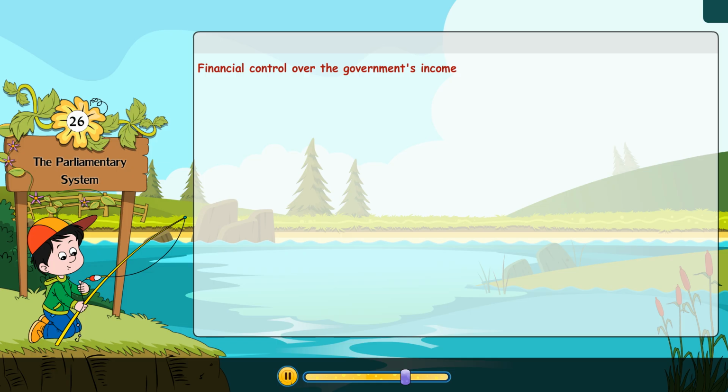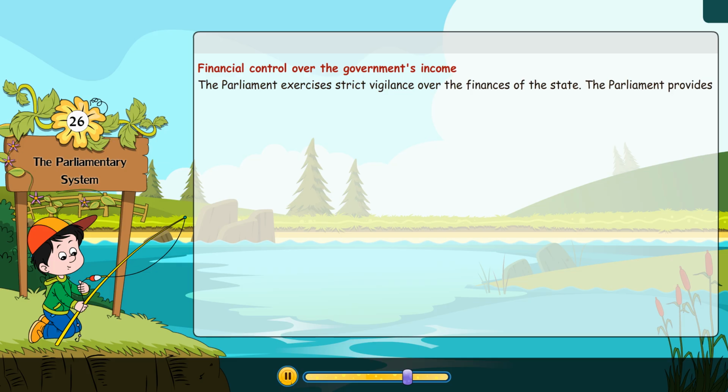Financial control over the government's income. The Parliament exercises strict vigilance over the finances of the state.